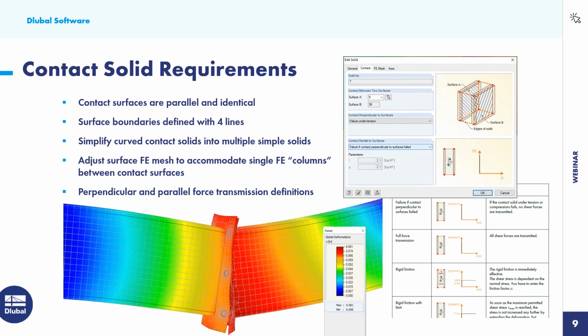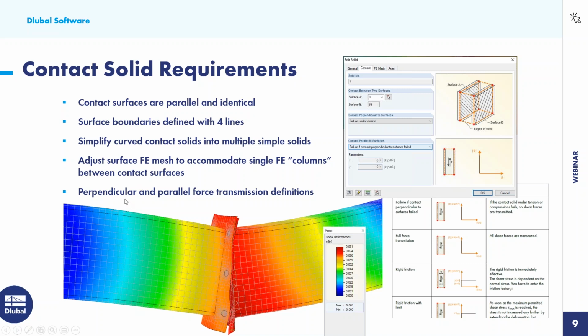We want to adjust the surface FE mesh to accommodate the single FE columns between contact surfaces. What I mean by this is, in this picture up here on the right, we have surface A on the left, we have surface B on the right. We'd want to adjust our FE mesh so that it's giving us accurate results. It's small enough that there's one single FE mesh element drawn from surface A to surface B connecting. And that circles back around to why these two surfaces must be identical.